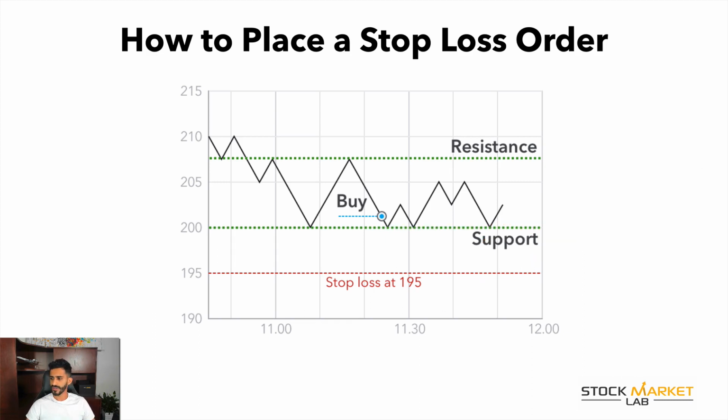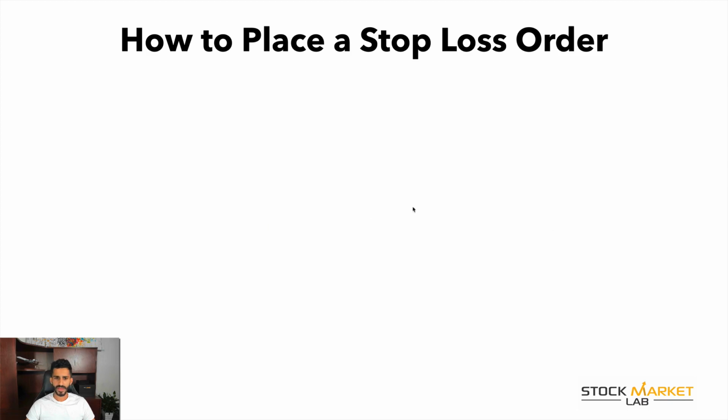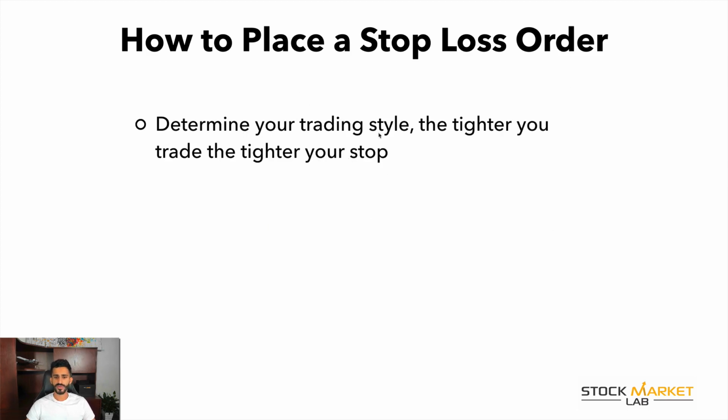So in this situation, if the stock obviously gets down here, that means we're wrong. There's a higher chance of us being wrong down here as opposed to this area, because this area is very, very close to our critical level, right? Now, how to place a stop loss order, just to give you a quick guideline, is determine your trading style. The tighter you trade, the tighter your stop, right?